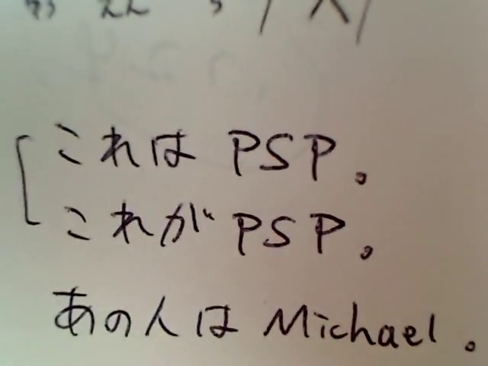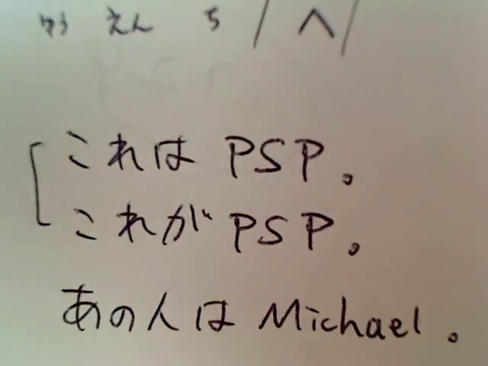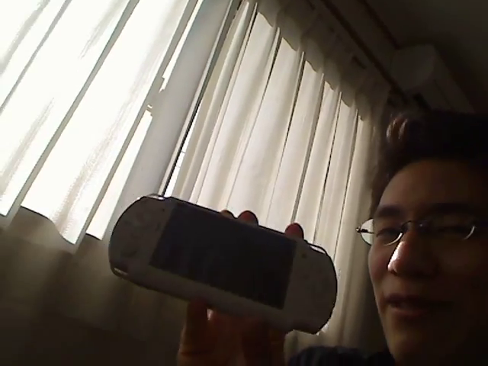I wrote some example sentences. One is これは PSP. The other is これが PSP. For those of you who don't know what PSP is, this is a PSP. In English, it's simply this is a PSP, or that is a PSP. And in Japanese, I would say これは PSP or これが PSP.